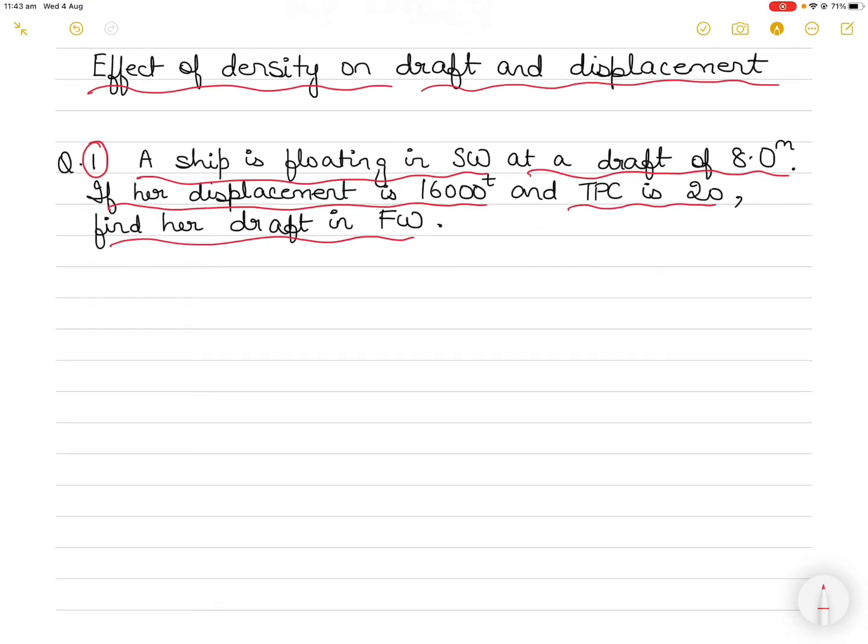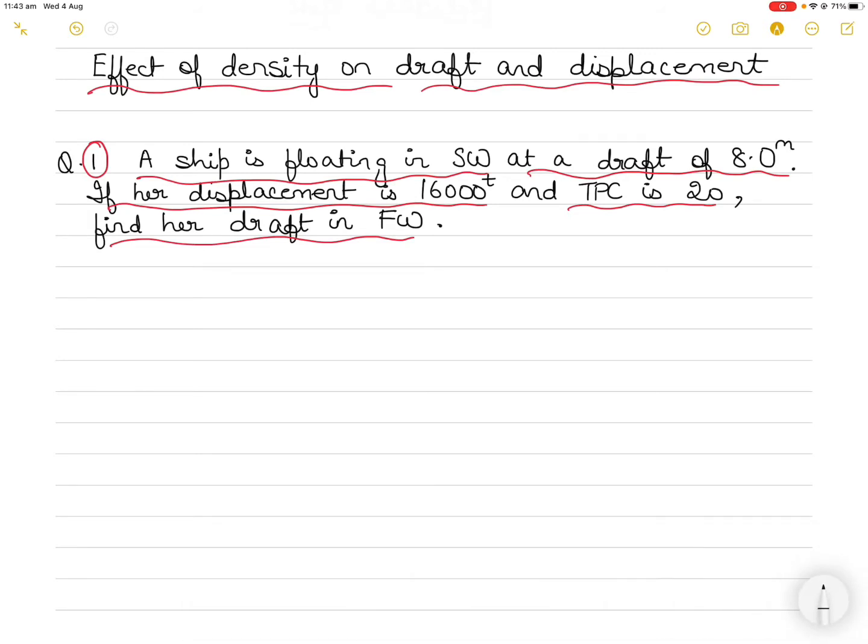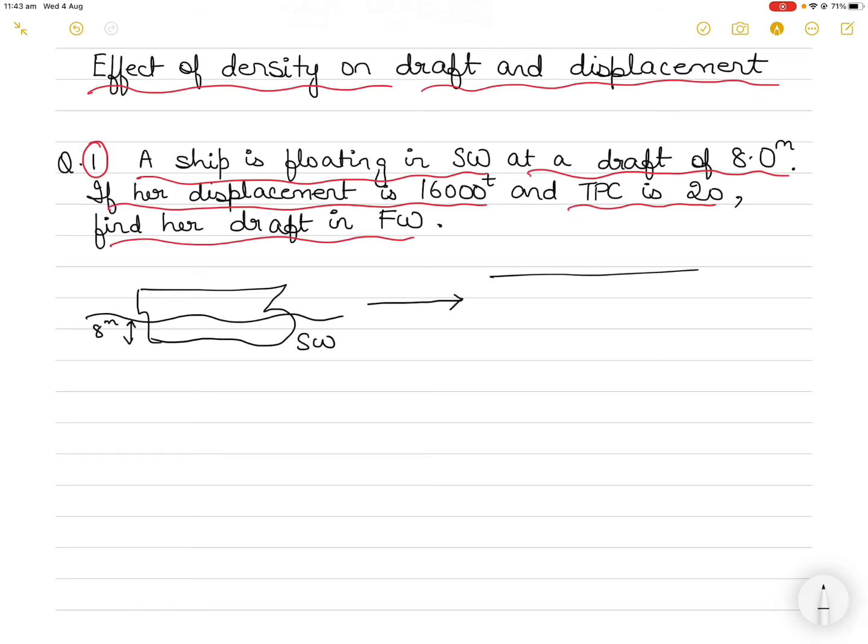So before you start solving the question, you have to understand what is happening in the question. So there is a ship, right, that is floating in seawater. It has a certain draft. In this case, it's 8 meters, of course. And from seawater, she's going into fresh water, right? So seawater density is 1.025 and freshwater density is 1. That means freshwater has lower density.